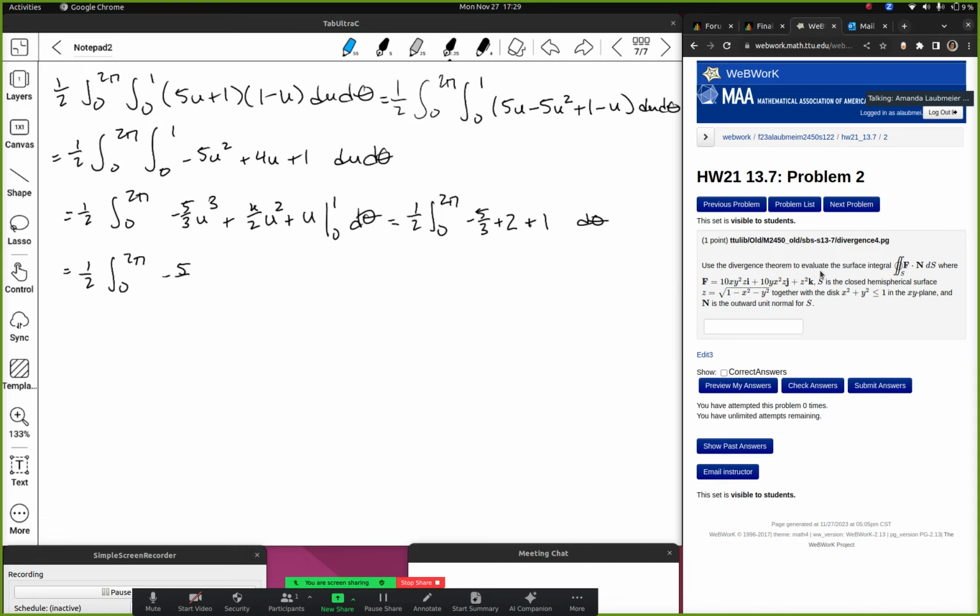So I've got minus 5/3 plus 3, but 3 I can write as 9/3. So that leaves me with 9 minus 5, which is 4/3. And I can pull that constant out with my 1/2. So this becomes 4 over 2 times 3, or just 2/3.